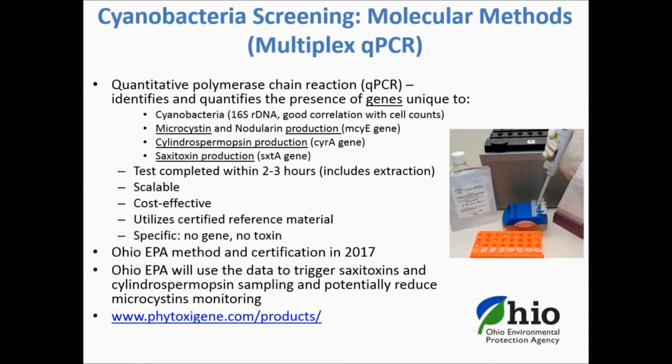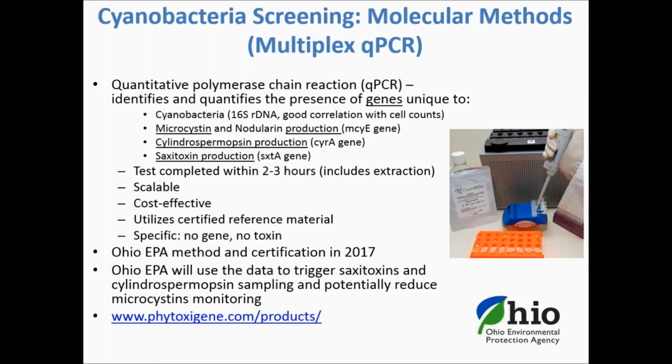Another newer tool is cyanobacteria screening using a multiplex qPCR, quantitative polymerase chain reaction. The assays are fast, scalable, cost-effective, and the commercial assay Ohio is currently using includes certified reference materials. Ohio is currently developing and validating the method and will begin lab certification in 2017. We'll be using the screening results to target cylindrospermopsin and saxitoxin sampling based on gene detection.